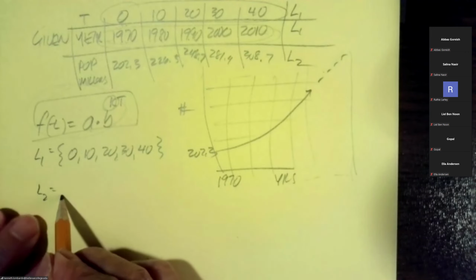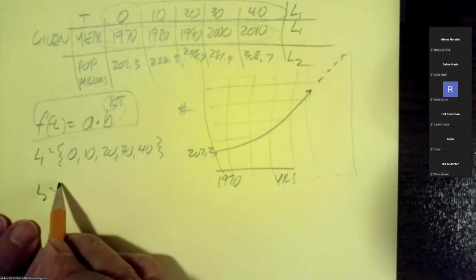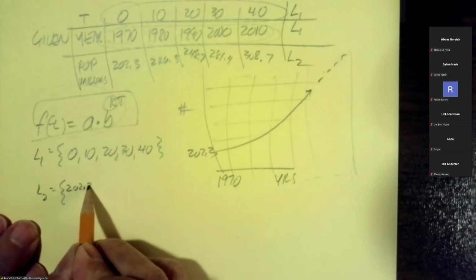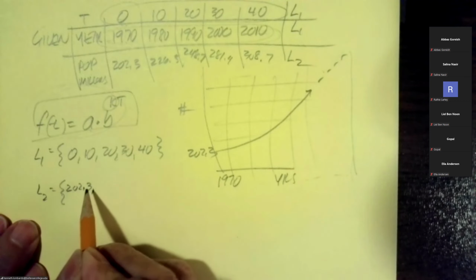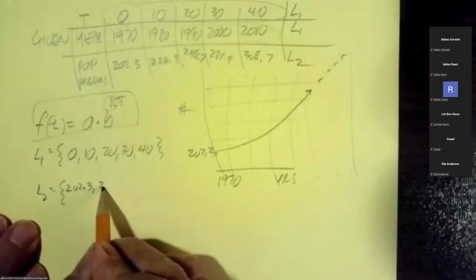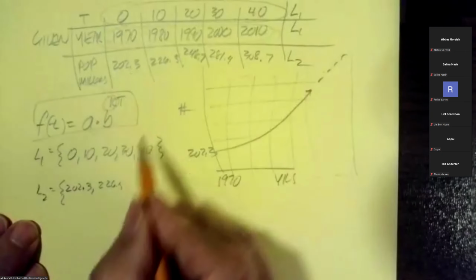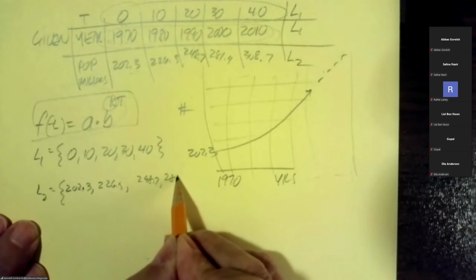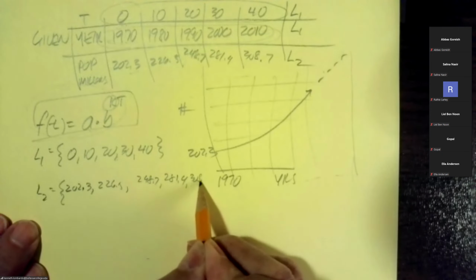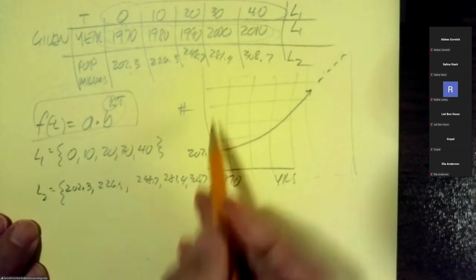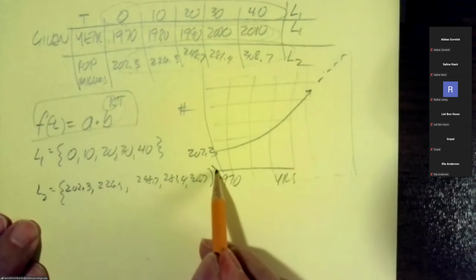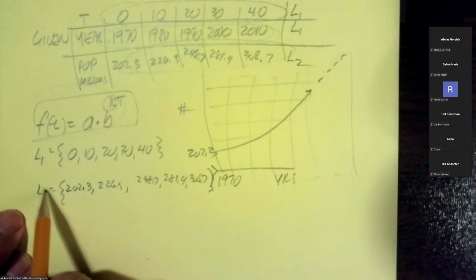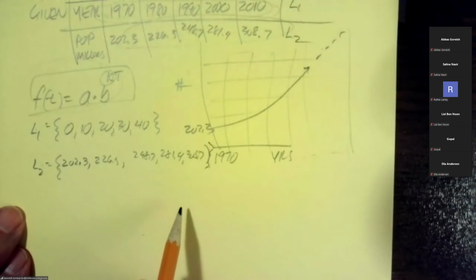And then I'm going to put in list 2 the actual population. So here's list 2, and it will contain 202.3, and 226.5, which is these values here, and 248.7, and 281.4, and 308.7. It doesn't really make any difference what these are. I'm just using the values given in this table, and then I'll do a right brace here. So I'm just listing what I'm going to do, and then I'm going to go into my calculator.